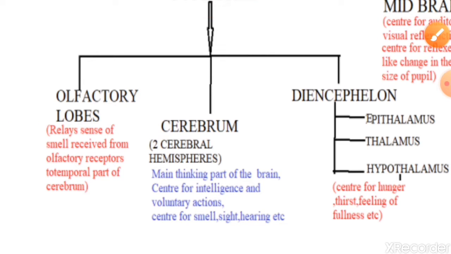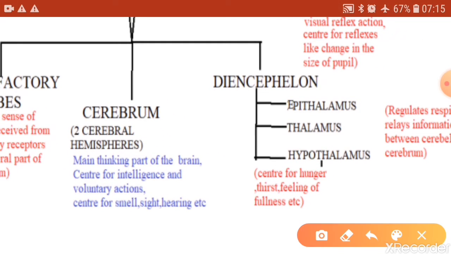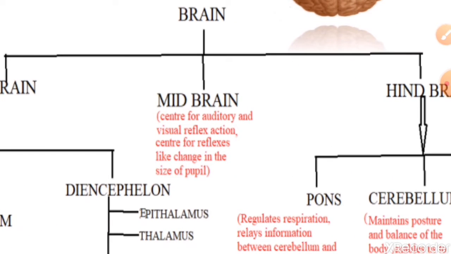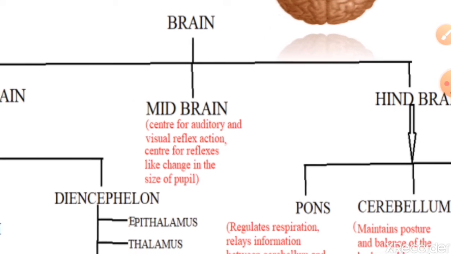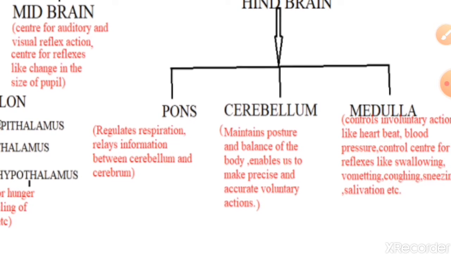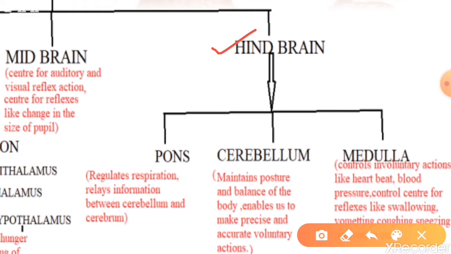The cerebrum is the largest part of the brain, divided into two cerebral hemispheres, about which I'll tell you in detail. Then the diencephalon comprises three parts: the epithalamus, thalamus and the hypothalamus, right? These three make the forebrain. The next part is the midbrain, which is a center for audio-visual reflex actions. And finally the hindbrain, which is the second largest part of the brain, comprises the pons, cerebellum and medulla.